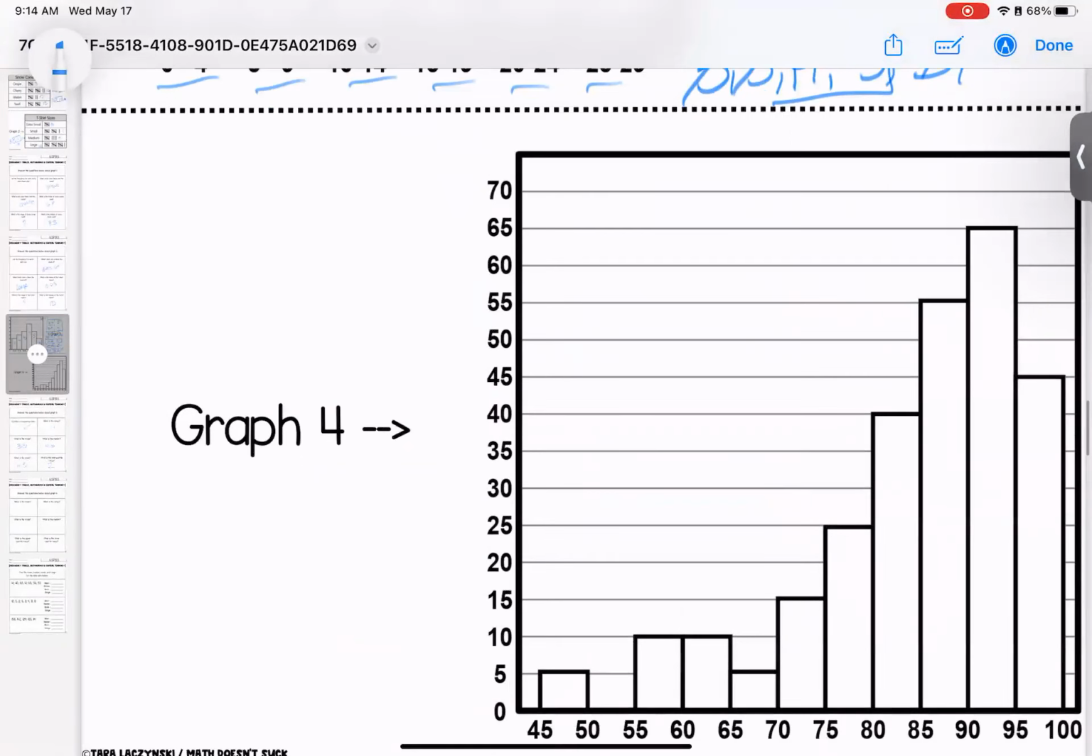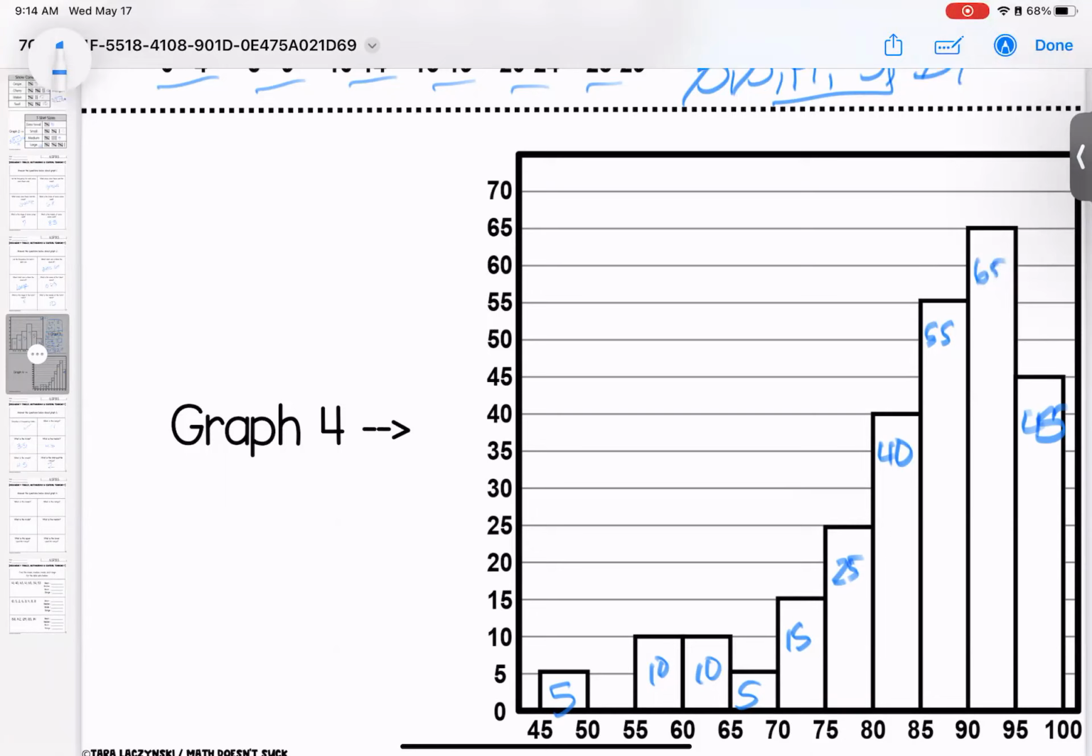Graph number 4, we have a bunch. We're going to go in and total them first. So this is a 5, 10, a 10, a 5, 15, 25, 40, 55, 65, and 45. So once we label them, it just makes it so much easier for us.